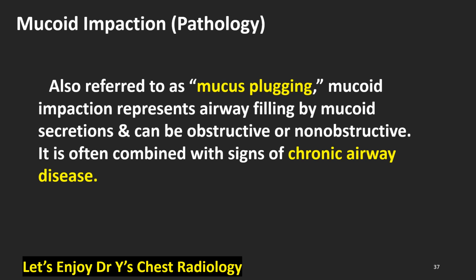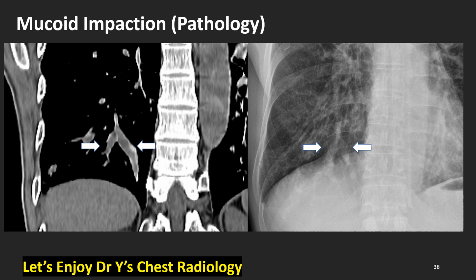Mucoid impaction pathology, also referred to as mucus plugging. Mucoid impaction represents airway filling by mucoid secretions and can be obstructive or non-obstructive. It is often combined with signs of chronic airway disease. Mucoid impaction. Arrows indicate mucoid impaction of Y-shaped in CAT scan and chest X-ray.